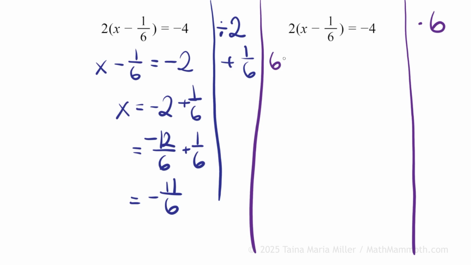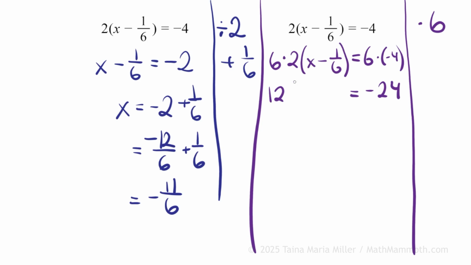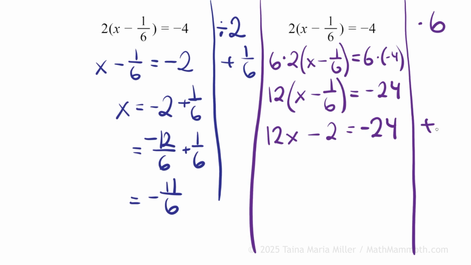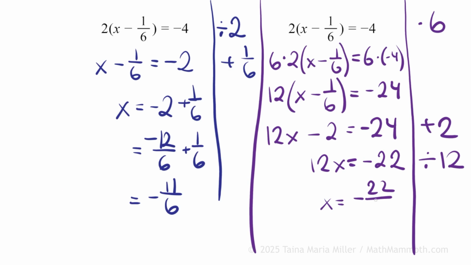Look how it goes. If I write out this step in full, it's 6 times 2 times the x minus 1/6. And then here 6 times -4. So this side is -24. And here's 6 times 2, 12 times this quantity in parentheses. Now we use the distributive property and get 12x minus 12/6, which is 2. Okay, then add 2. And lastly, divide by 12. This one simplifies a little bit to -11/6, just like on that side.